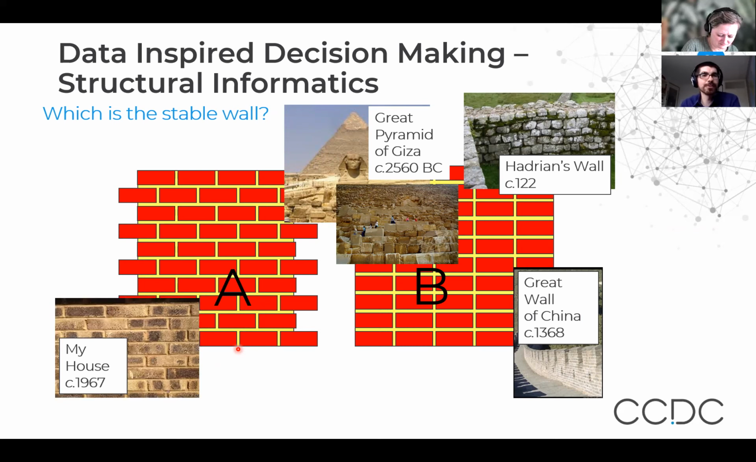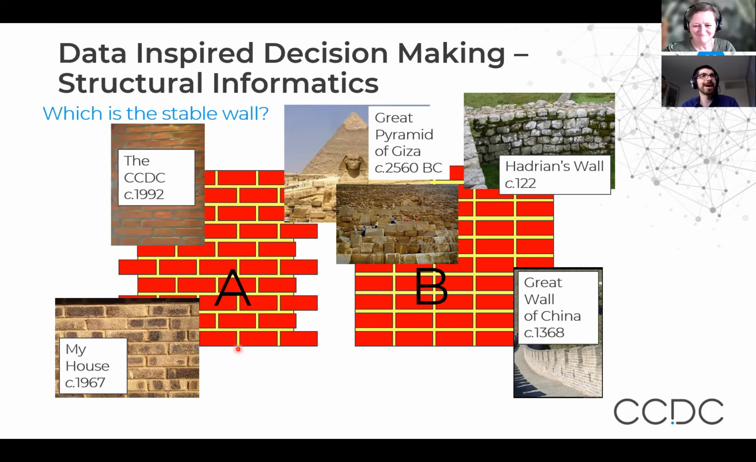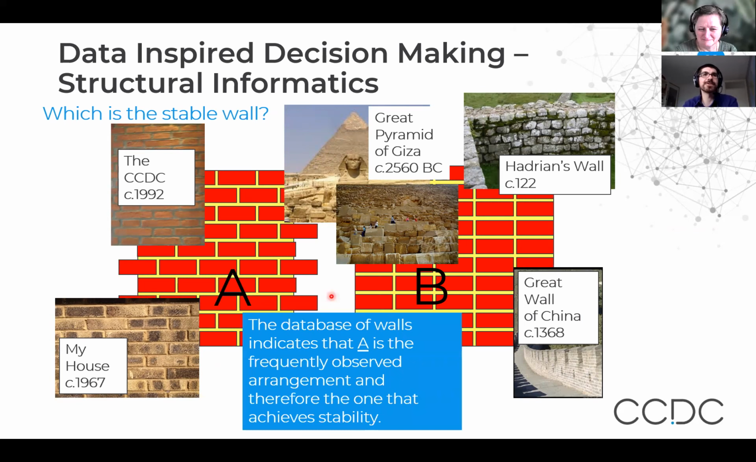I can look at my own house and see motif A. I can look at the CCDC and see motif A. And what brings all these buildings together, illustrious as they may all be, is that none of them have fallen down yet. So there's something inherent. I'm particularly glad about my house in that regard, and of course the CCDC too. But there's something inherently stable about this arrangement of bricks in motif A that lends stability to these structures.